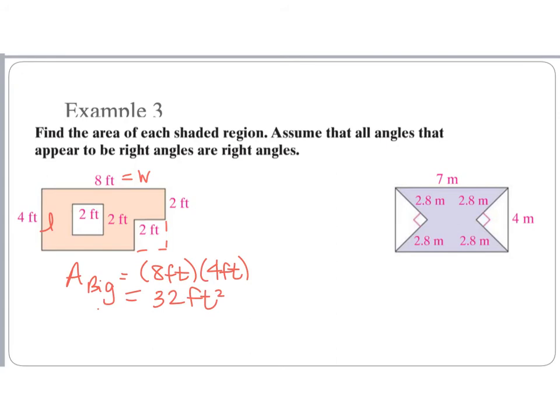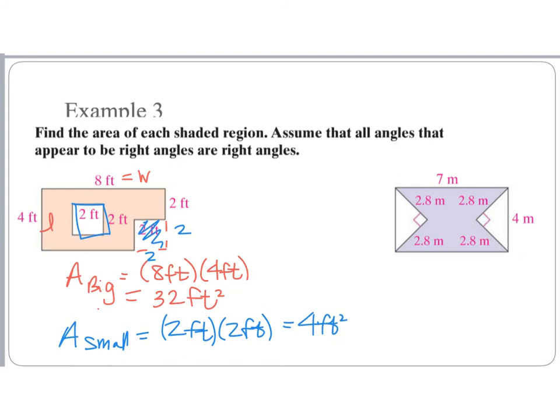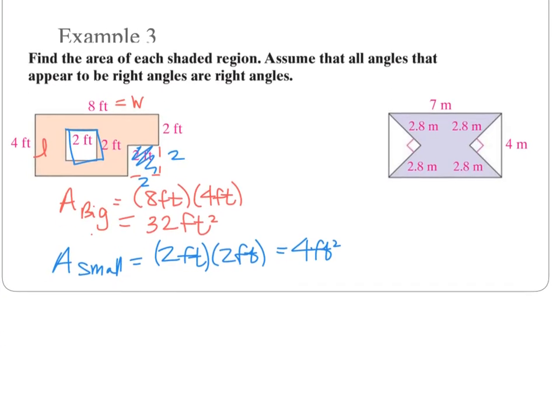Now I have to cut out 2 small squares, and these both have the same dimension. So I see that I have this square right here, which is 2 foot by 2 foot, and then I have another square over here, which is also 2 foot by 2 foot. So the area of a small square is going to be 2 feet by 2 feet, which gives us 4 feet squared. And remember, I have 2 of those.